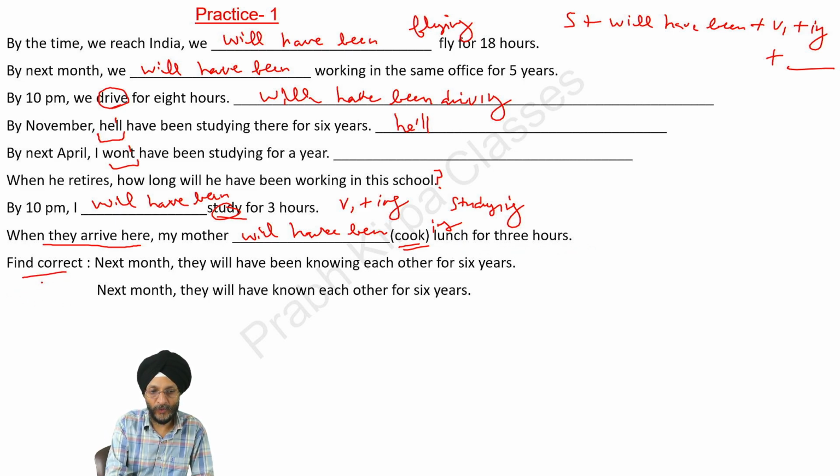Now we are to find the correct sentence between these two sentences. Next month, they will have been knowing each other for 6 years. As you know, know is a stative verb. It cannot be used in continuous form, either in present or in future or in past. Here we have to use the perfect tense of the future or past or present as the case may be. So next month they will have known each other for 6 years.